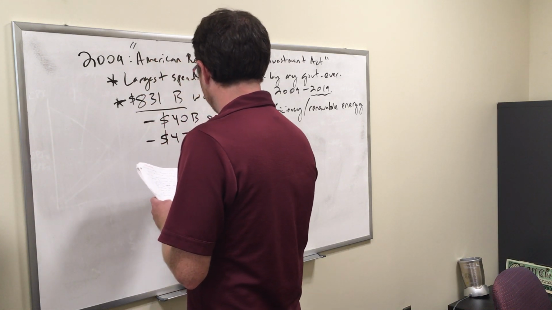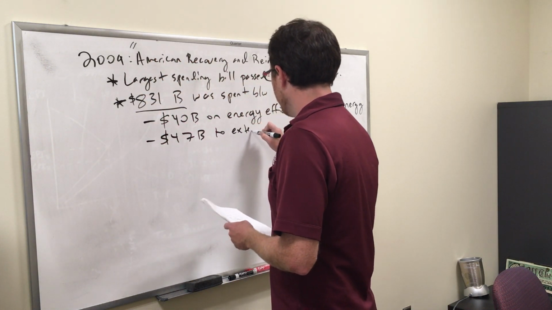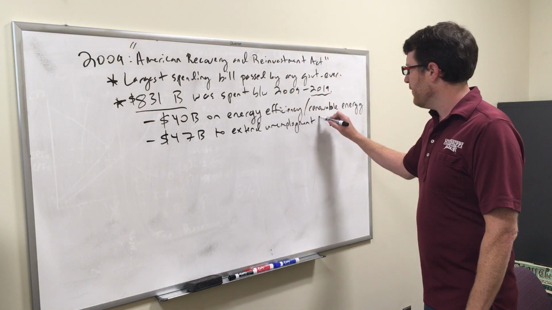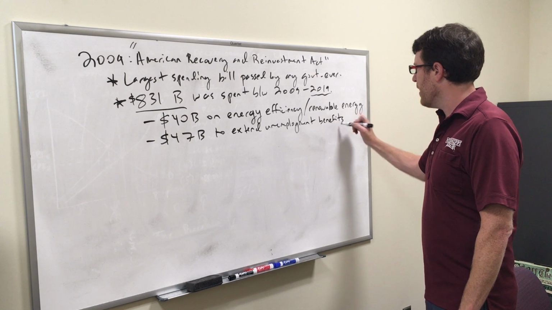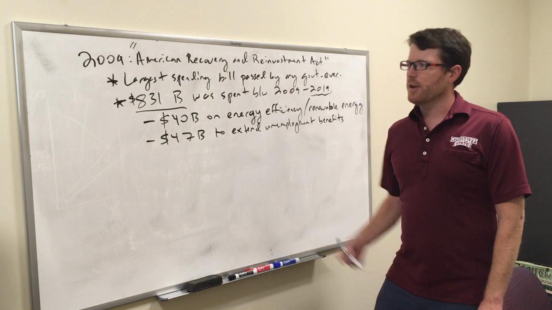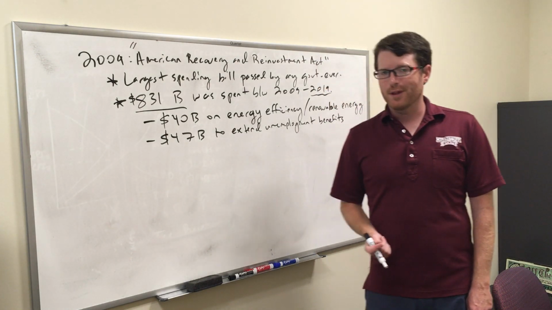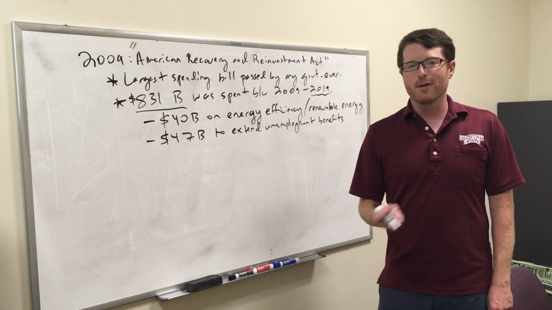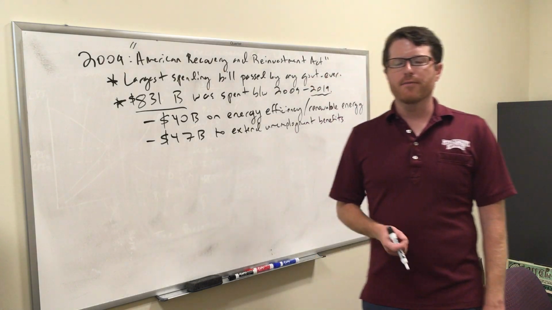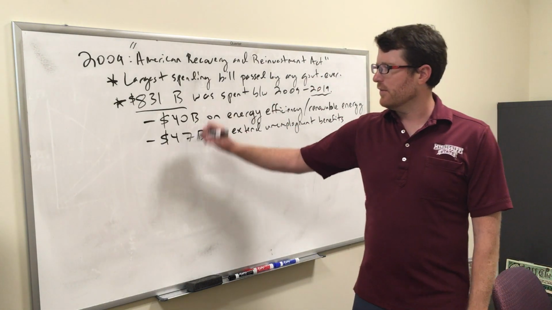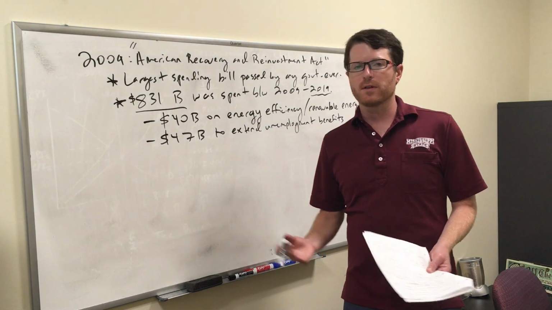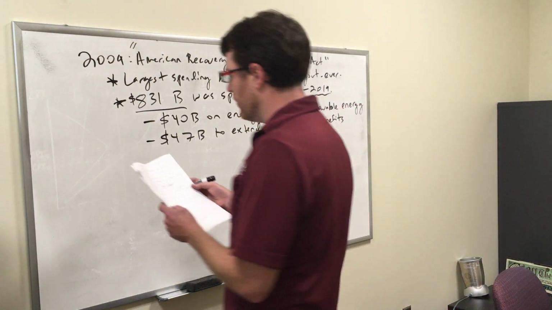$47 billion to extend unemployment benefits. Unemployment benefits usually run out after a certain period of time, and we extended those, basically believing that if you extend the unemployment benefits, people will have more disposable income, right? Because if they have some money instead of none, they'll be able to spend, and that will boost aggregate demand. So a lot of the projects look like this, very traditional projects that aren't too far out of the realm of what our government would typically do. But then we got some very strange ones here.